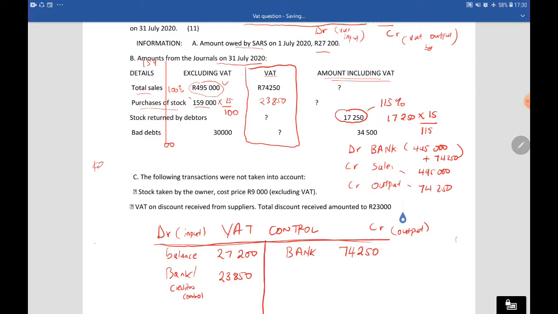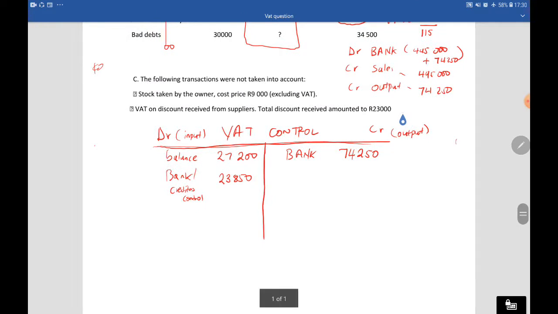When an amount includes VAT, you use 15 all over 115. When it excludes VAT, you just simply say 15%, 15 over 100 of the amount. So 17,250 times 15 divided by 115, what do you get? 2,250. That's your VAT amount. So it goes to the debit side, right?